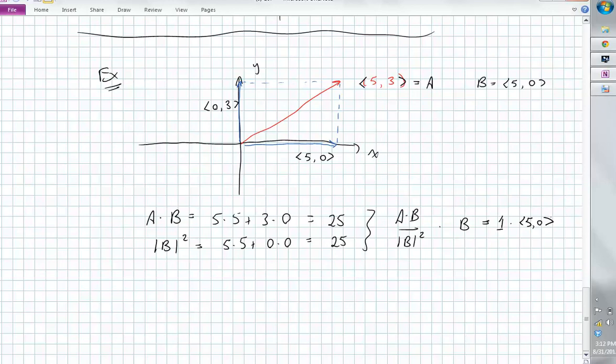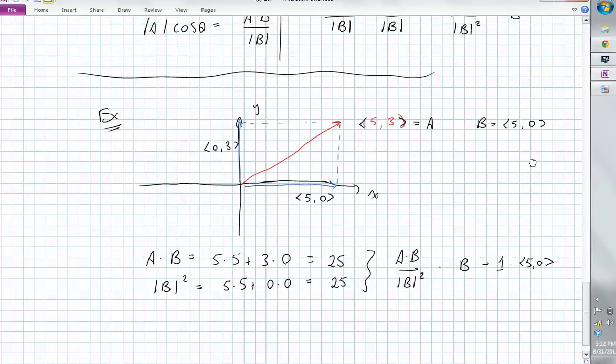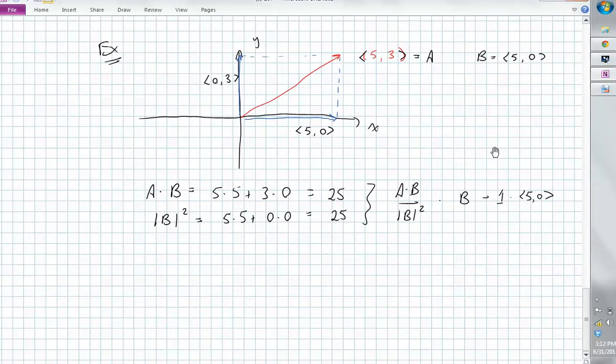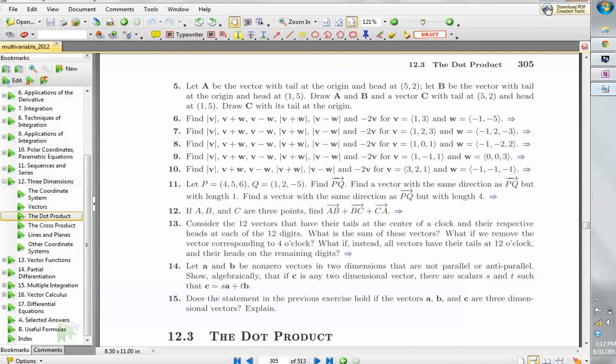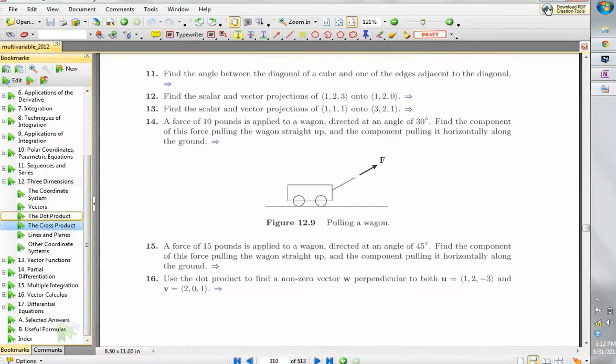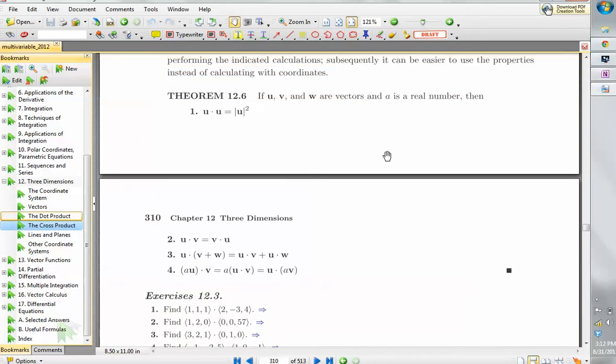Okay, and you could do the similar exercise in the vertical direction and you would get 0, 3. And it doesn't matter whether you use 0, 1, or 0, 10, or 0, 100. Okay, but the dot product provides a really quick way of doing this calculation. And in fact, let me show you some stuff at the end of the section here. There's some nice algebraic results at the end of the section here.